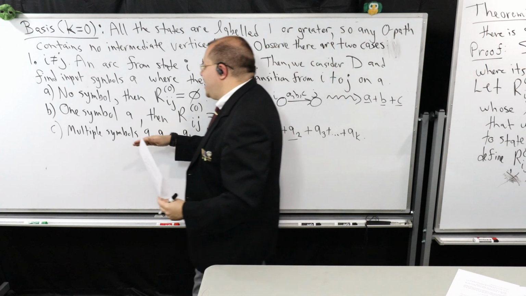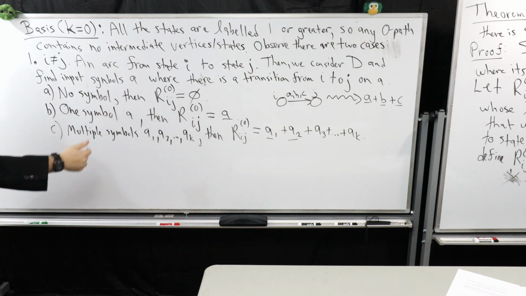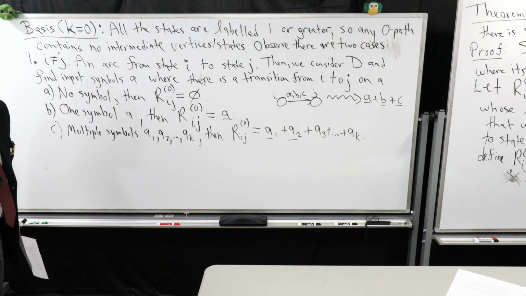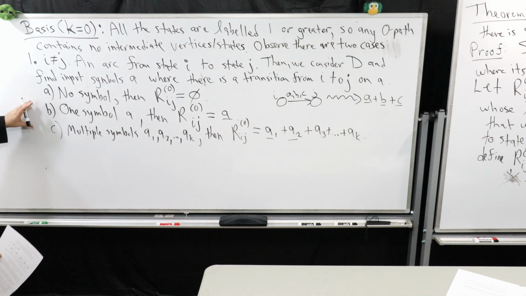So that's all I'm saying: if you have one symbol, you just have that one sitting on its own. If there's none, there are no interesting strings there, right? Because I can't transition from i to j. So are we okay with these three cases here?